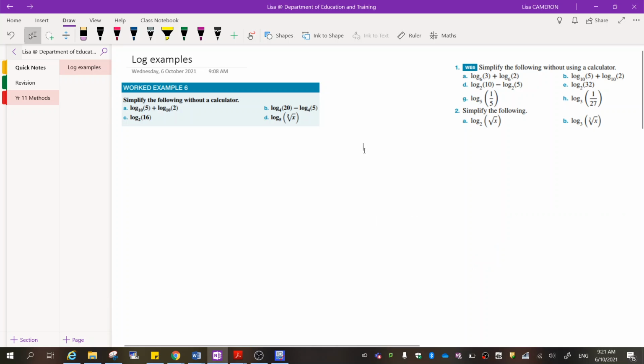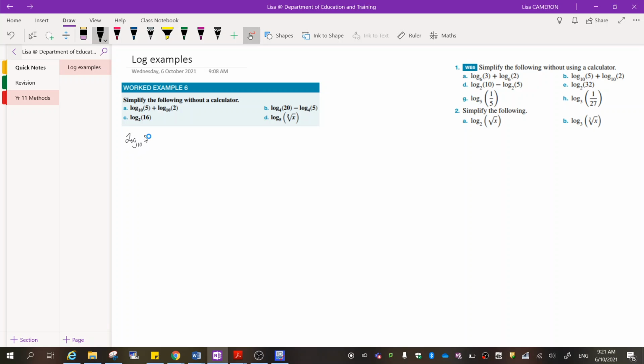Okay, so looking at logs, we're going to do these examples really quickly. Now, if you think you can attempt them straight away, I would suggest that you pause the video, have a go at the questions, skip to the end, see if you get the answers right. Once you can do these four, these are the questions that I'd like you to do. Now, this shouldn't take a really long time, 10 minutes max. Okay, so let's get started.